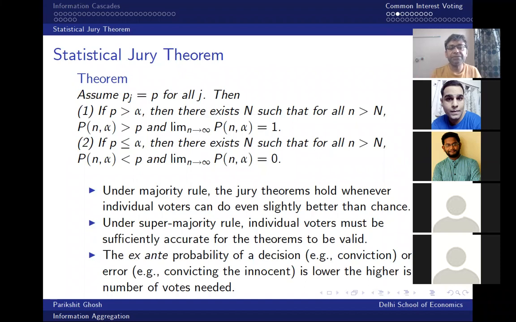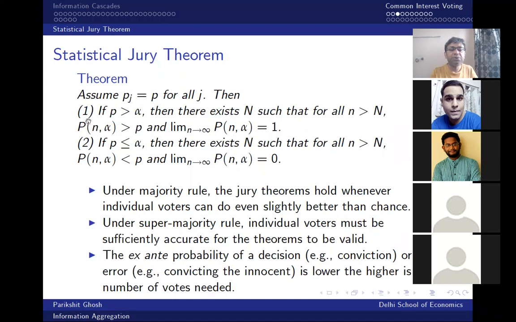Then this is the theorem. This is the result. There are two cases. One is that P is greater than alpha. So the accuracy parameter is higher than the voting threshold. If that is the case, then for a large enough jury, the probability that the jury will make a better decision is greater than P. Now, if you had a judge, if you had a single person making a decision, then that person will be correct with probability P, because that's the accuracy of the signal, right?